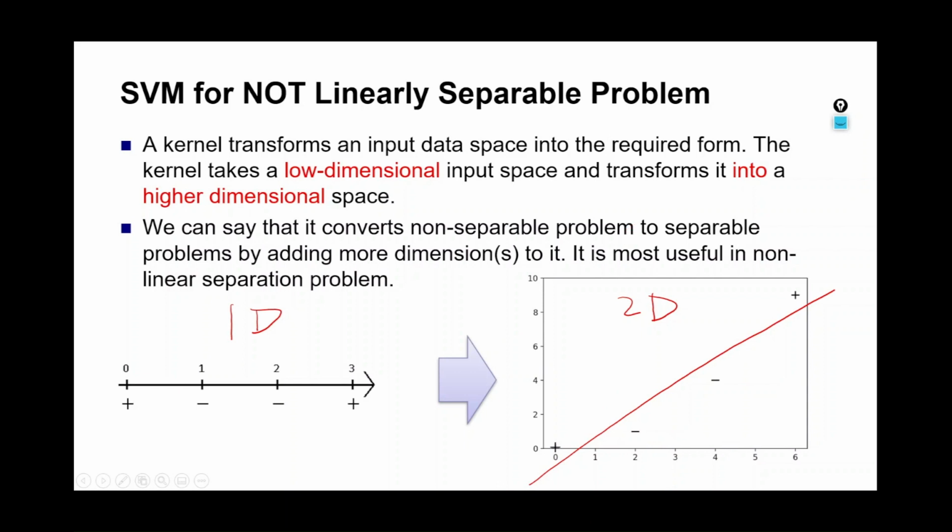So basically the idea is, whatever problem we cannot solve at the lower dimension, let's try to increase the dimension, and hopefully in a higher dimension the problem can be solved. That's why the keyword is we are going to take the lower dimensional input and transform it into a higher dimensional space. And hopefully in this higher dimensional space, the problem can be easily solved by using our derived SVM equations.